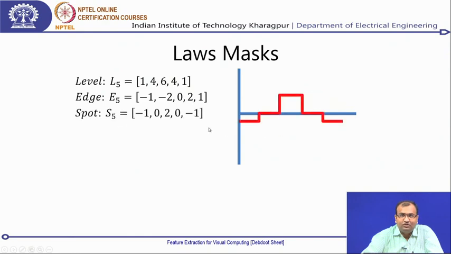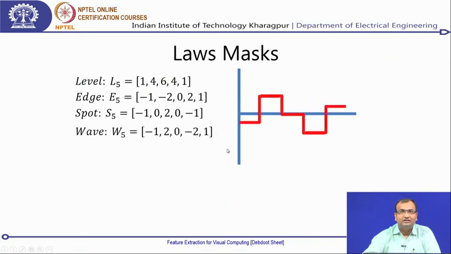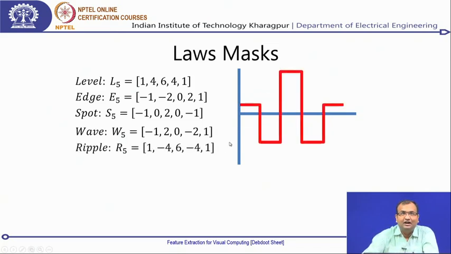The next one is called spot, and these detect spots present over there. And if you carefully inspect, this is also something which looks like a Gaussian, but a shifted version of the Gaussian itself. The next one is a wave. It has a wavy nature, and that is why it is called a wave. And this is called a ripple because of its rippling nature, and this rippling nature replicates quite close to an invert of a Mexican hat or invert of a Laplacian of Gaussian itself.